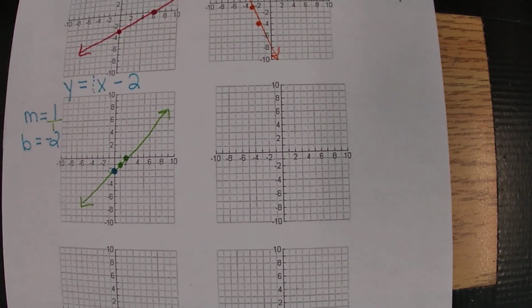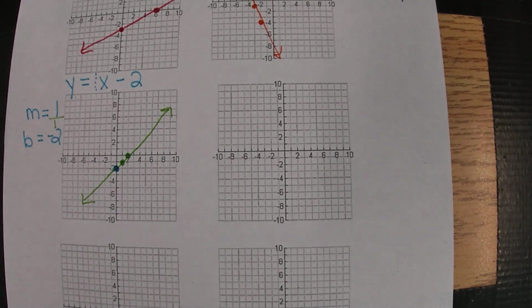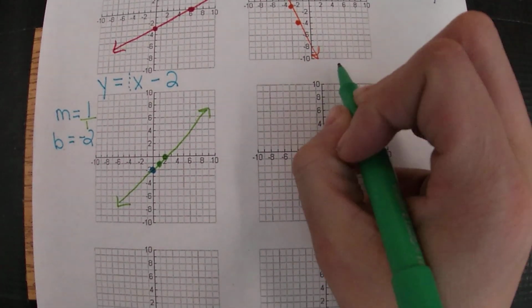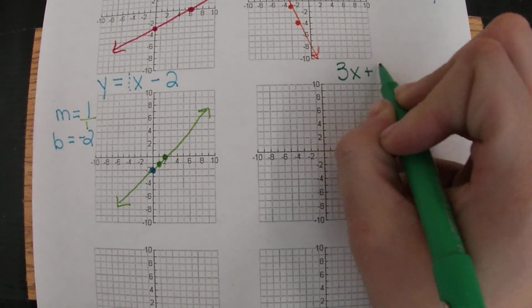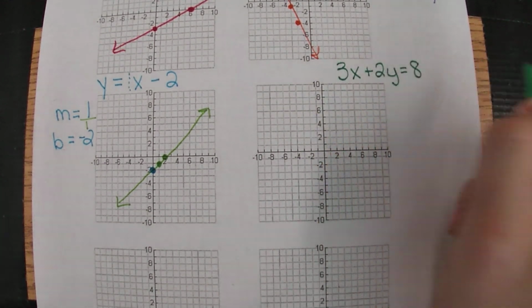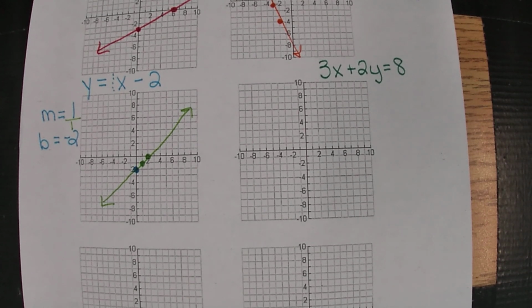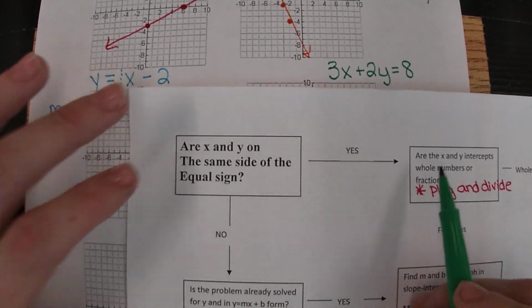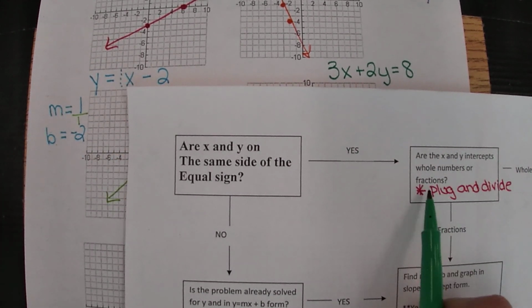Then the last problem we're going to look at in our notes is kind of a new small piece we're adding. Let's say we were asked to graph 3x plus 2y equals 8. If we go back over here to our sheet, are x and y on the same side? Yes. Are the x and y intercepts whole numbers, or do we get fractions?